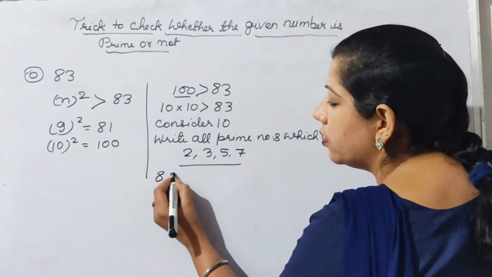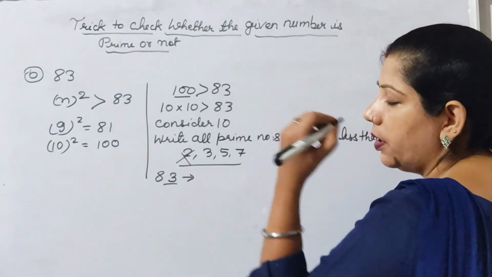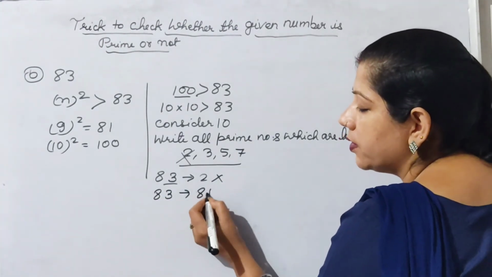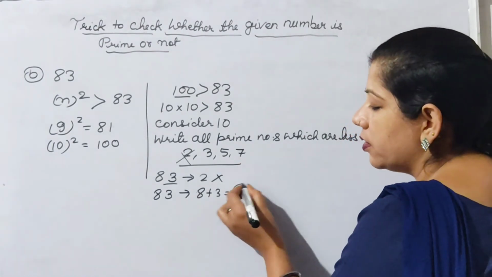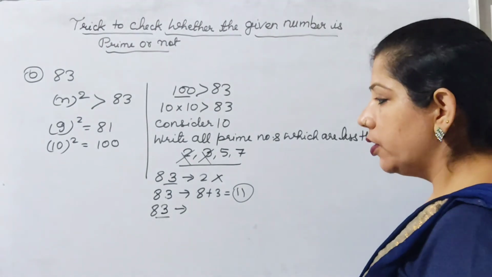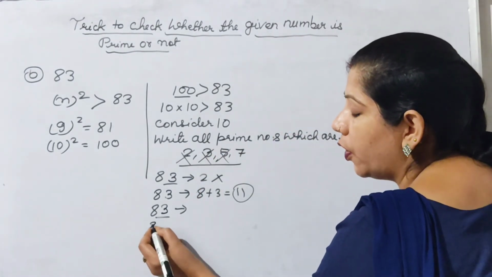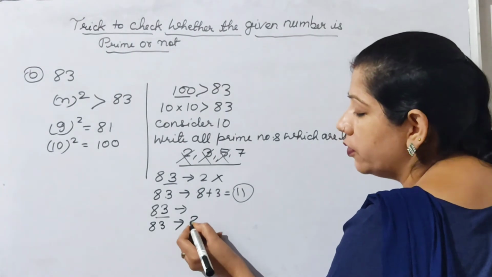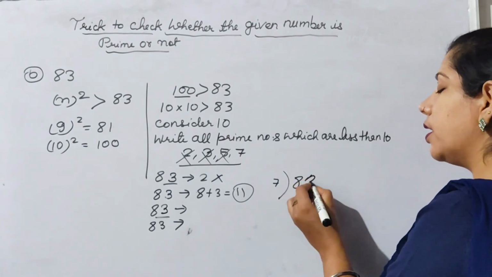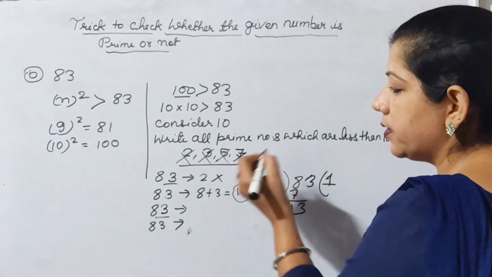So let's check with 2. What is the divisibility rule of 2? The last digit should be even. It's not even, so it is not divisible by 2. What is the divisibility rule of 3? 8 plus 3 is 11. 11 is not divisible by 3, so it is not divisible by 3. For 5, the last digit should be 5 or 0. Here no 5, no 0, so it is not divisible by 5 also. And for the divisibility rule of 7, you can check directly because it is already a 2-digit number. 7 ones are 7, and 7 elevens are 77, so it is not divisible by 7 also.